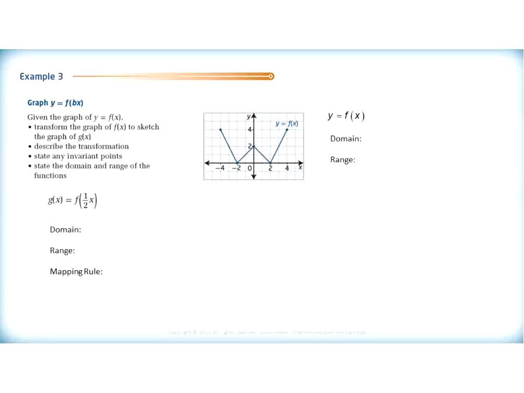Let's do an example of a horizontal stretch. Notice here now, x is replaced with 1 over 2x. This represents a horizontal stretch of 2 units. So to describe the transformation, it's exactly that. It's a horizontal stretch of 2. So we're going to stretch this graph horizontally by a factor of 2.